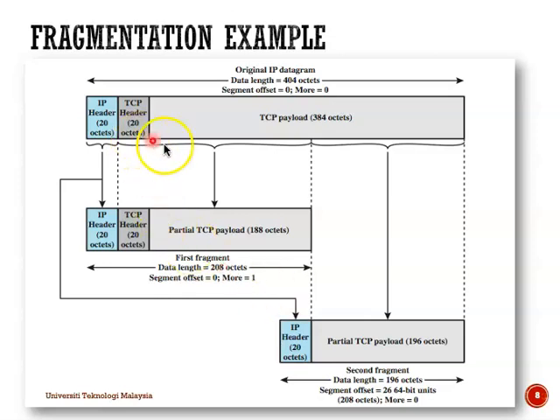Note that only the first fragment will contain the TCP header, which is 20 bytes here. This header will not be replicated or put in the second fragment, because all of the IP payload, including the TCP header, is transparent to the Internet Protocol.